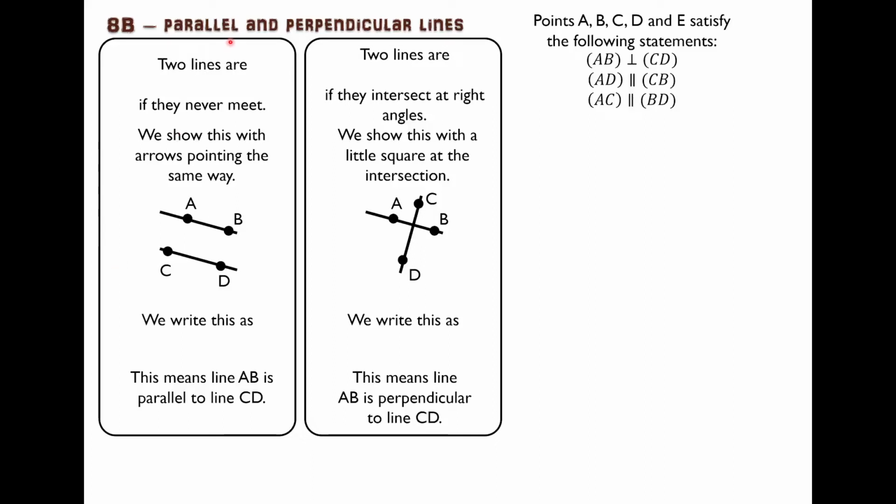Let's learn a little bit about parallel and perpendicular lines. Two lines are parallel if they never meet, and it means that they're going exactly the same direction. Like this line here and this line here. They're at the same angle, they're going the same direction, and even if you extended these lines forever, which is what a line does, they would never meet. They would always be the same distance apart.